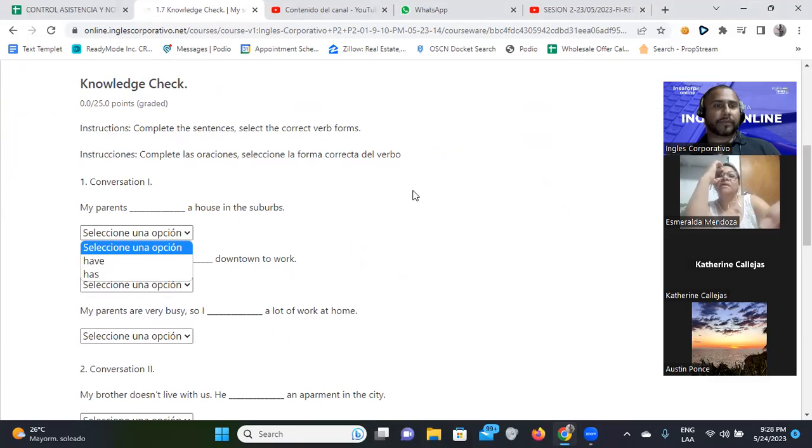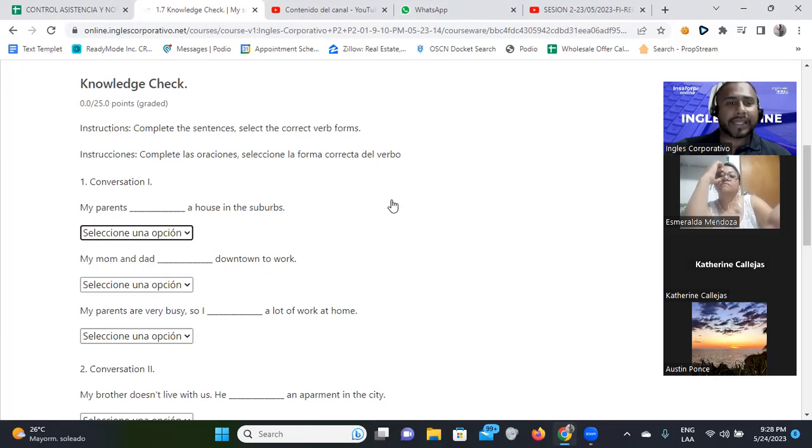My parents have a house in the suburbs. Recuerde que si el sujeto es plural, no aplica el tercer persona singular. So en este caso, parents es plural, porque lleva S. Plural. So ¿cuál sería la opción correcta? My parents has or my parents have?